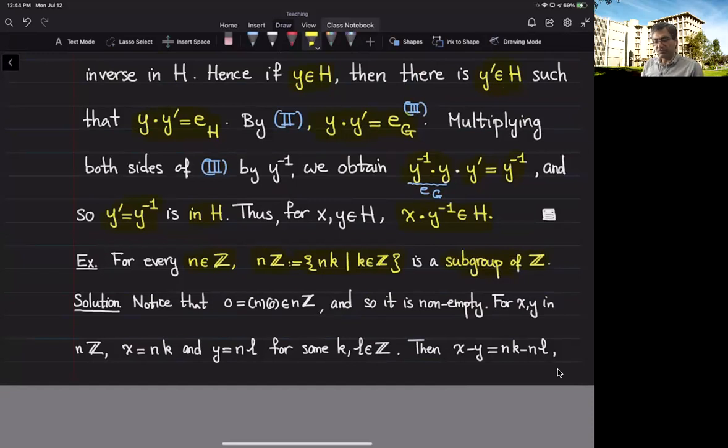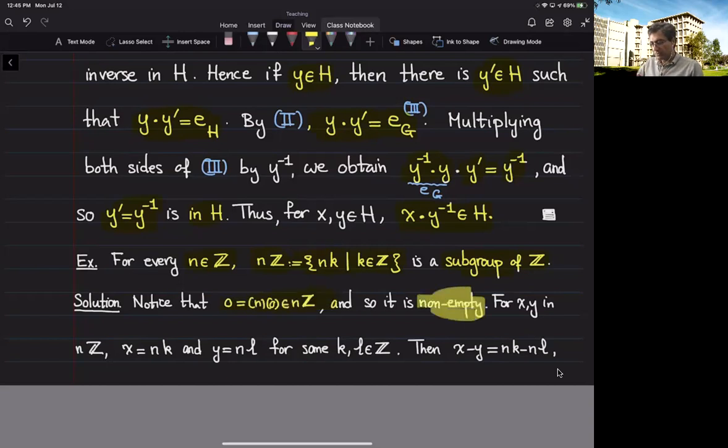Let's see why it's a subgroup of Z. I need to check that it is not empty. Then I need to check that if x and y belong to this set, then, because I'm using addition, instead of writing x dot y inverse, I have to say x minus y is inside this set. So let's start with why it is not empty. Of course it's not empty because every multiple of n is here. In particular, 0, which is n times 0, a multiple of n, is inside this set. So it is not empty.